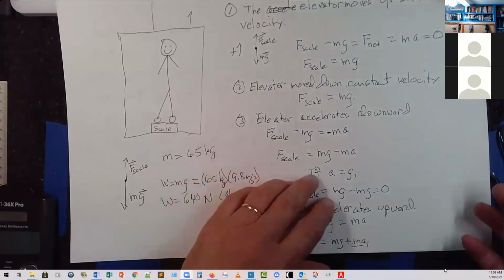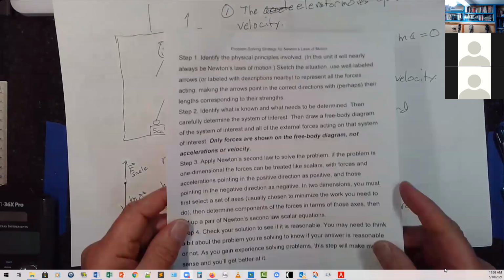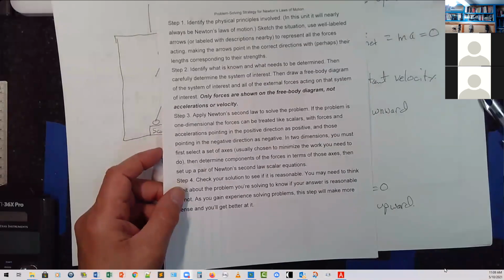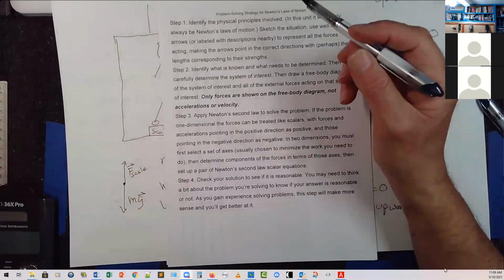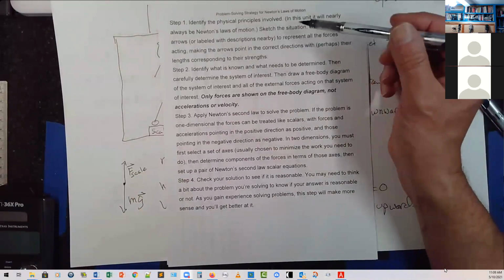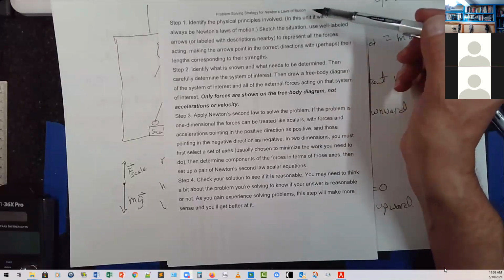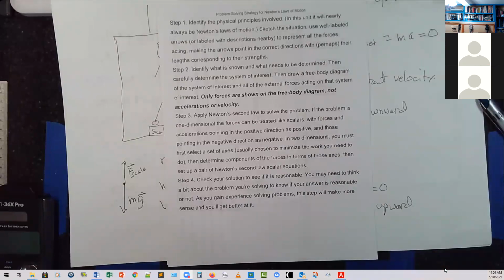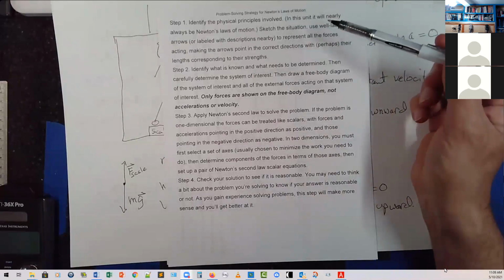Okay, what did I do with those things I printed off? I'll post this in the example problems for today, but we'll be working on these tomorrow as well. These are problem-solving strategies for Newton's laws of motion, and pretty much all of chapter 4 and 5, this is what we'll be looking at.